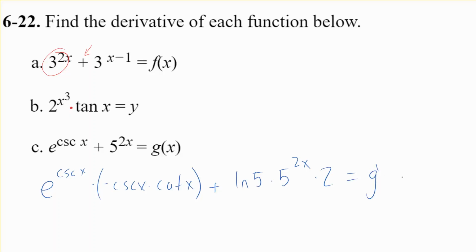Good. And then I would just start on homework and do some practice. Maybe redo those.